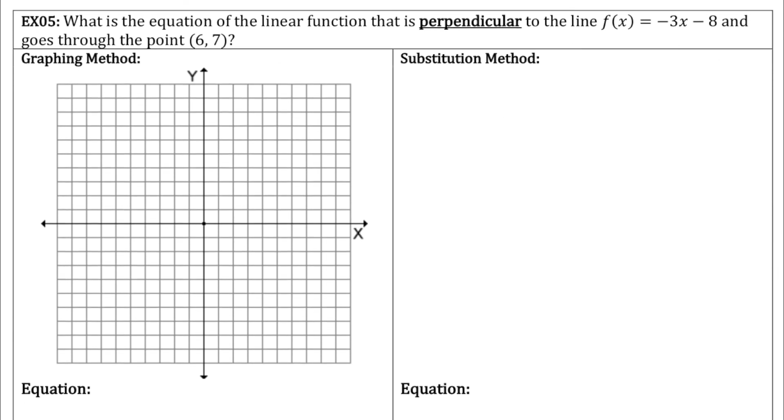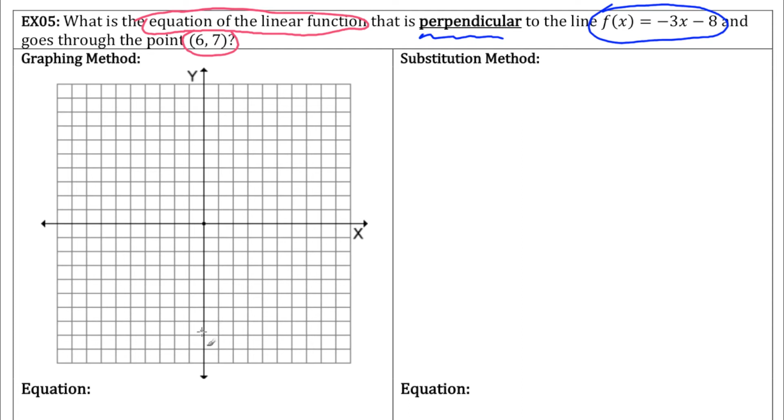So what's the equation of the linear function that is perpendicular to f of x equals negative 3x minus 8 and goes through 6, 7? So perpendicular to this. Let's graph this first.